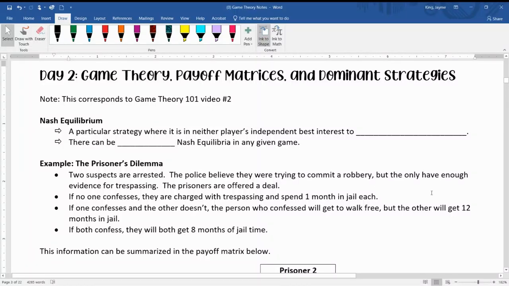So today we're looking at game theory, specifically with payoff matrices and dominant strategies.